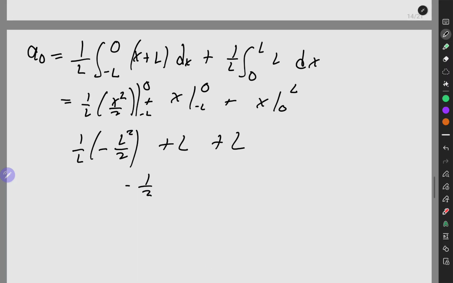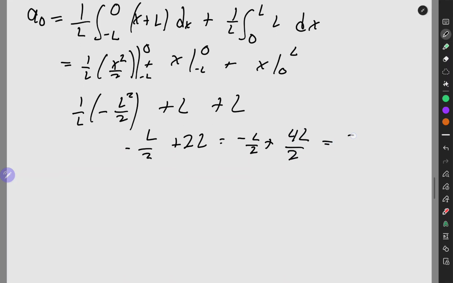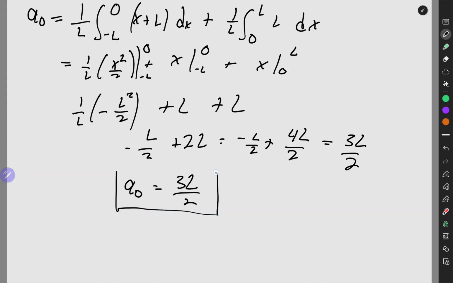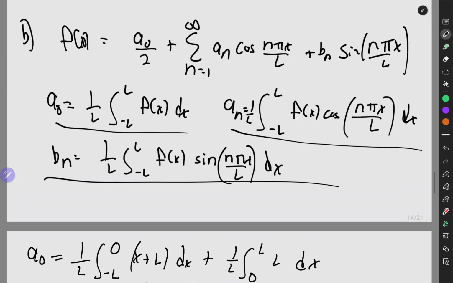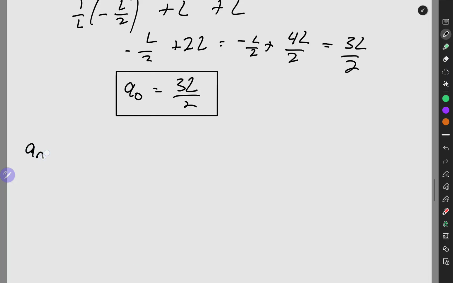Oh wait, this is squared. Negative L over 2 plus 2L is negative L over 2 plus 4L over 2. That is 3L over 2. So A naught is 3L over 2. Okay. Let's take a look at A sub n.